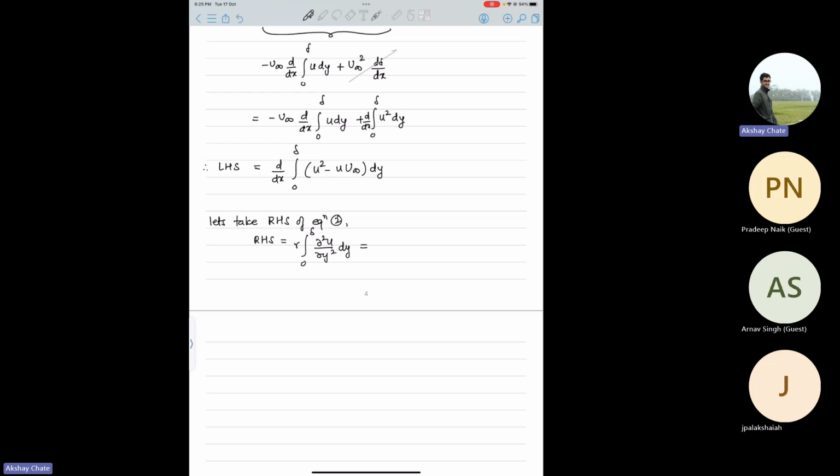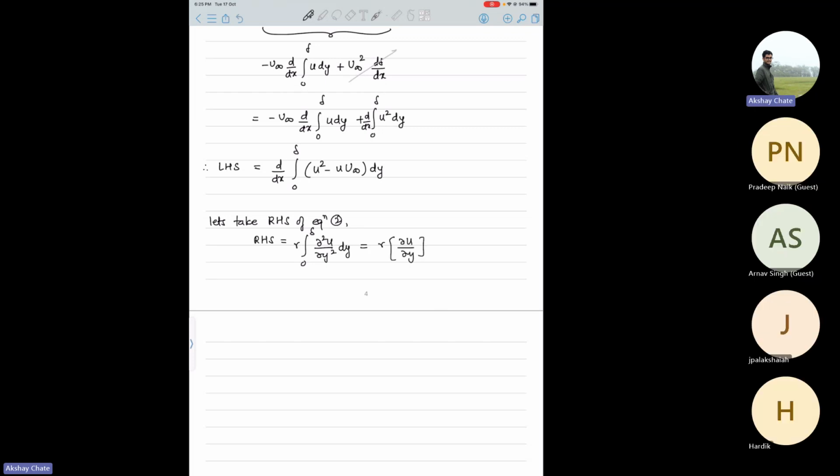Okay, so since the integration is with respect to y, you will end up with essentially the first derivative, and the limits will be 0 to delta. And we know that at y equal to delta, del u by del y is equal to 0, because u approaches u infinity. So there is no gradient there, right? Therefore, the first term becomes 0. You have minus del u by del y at y equal to 0. So basically, you have minus kinematic viscosity del u by del y at y equal to 0.